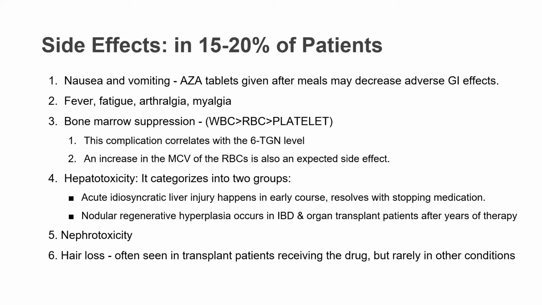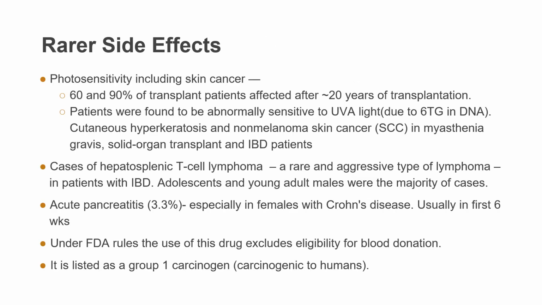Next is nephrotoxicity. And next is hair loss, which is often seen in transplant patients receiving the drug, but rarely in other conditions. Now, the rarer side effects. Photosensitivity, including skin cancer: 60 to 90% of transplant patients are affected after around 20 years of transplantation. Patients are found to be abnormally sensitive to UV light because of accumulation of 6-thioguanine in the DNA.